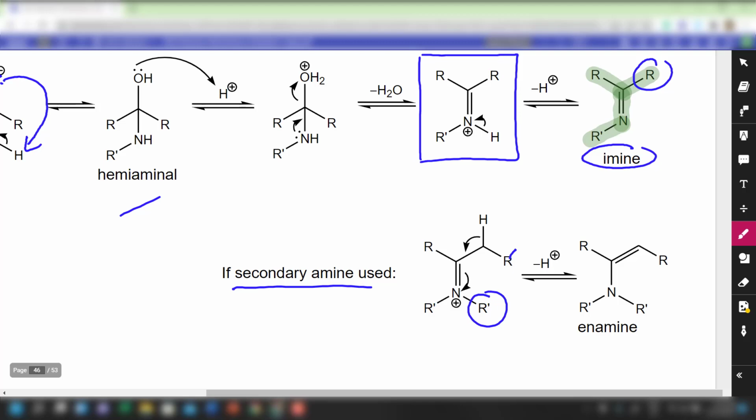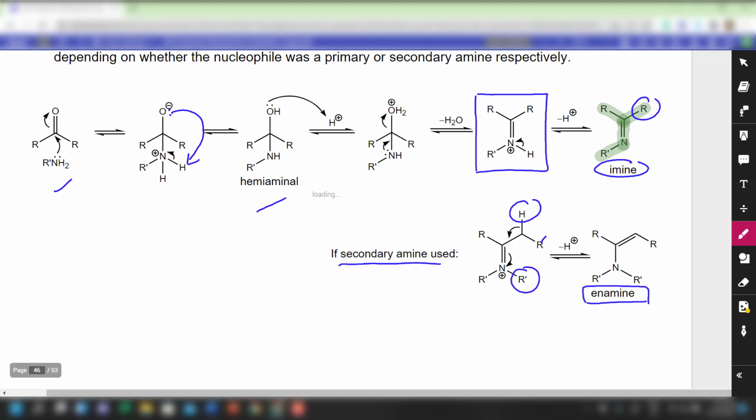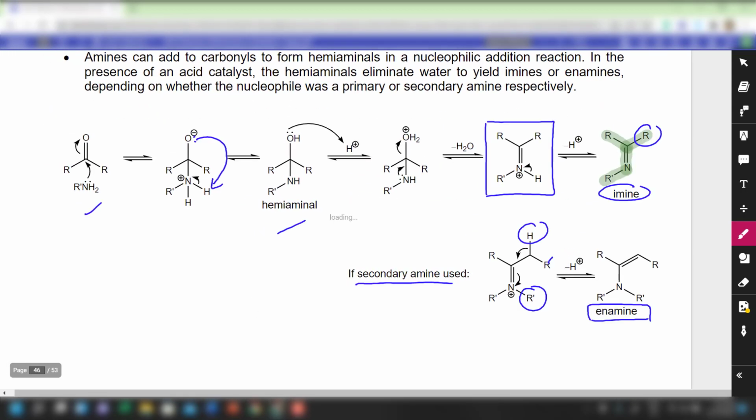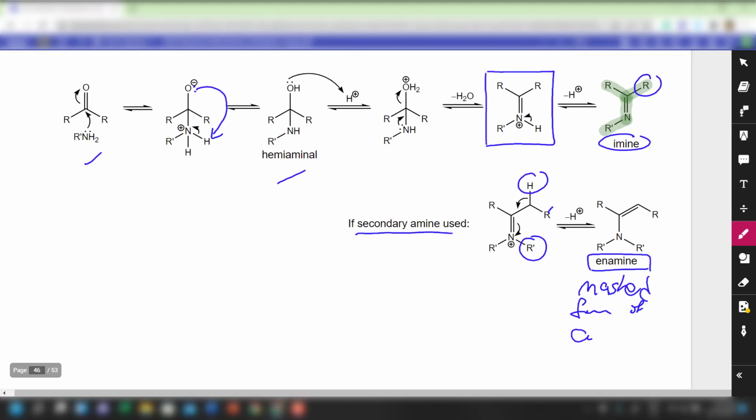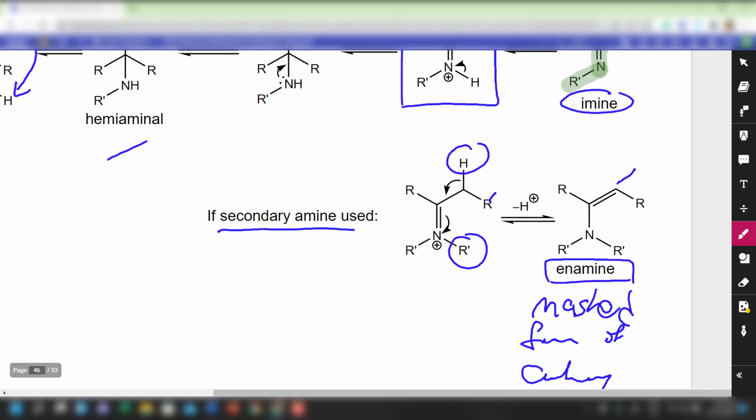Because of that, the H plus is lost from the beta hydrogen. So this is the beta hydrogen, and we are going to form something called an enamine. An enamine is actually a very good masked form of a carbonyl compound. So I'm just going to write masked form of carbonyl. The reason why it is a masked form of carbonyl is that this particular carbon is nucleophilic.